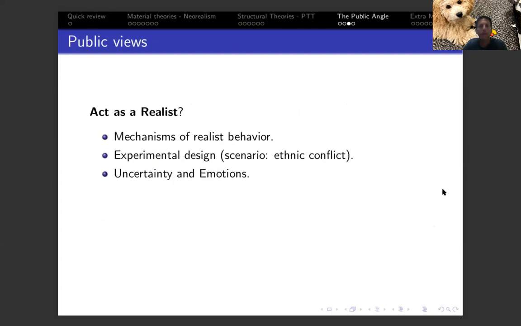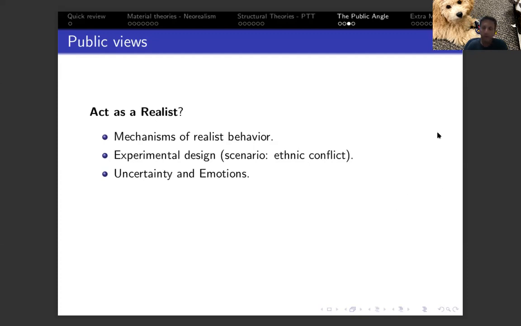So what they did is they used an experimental design in which they display different conflict scenarios, and they ask whether the respondents of the survey support a type of action which fits again with the realist type of interpretation of the behavior. They focus on the mechanism of uncertainty of the situation, as well as emotional reactions. The way they did that, they presented a set of examples, which I'm going to show you in a second.